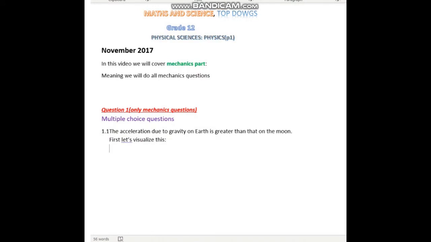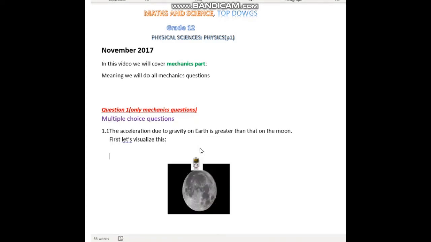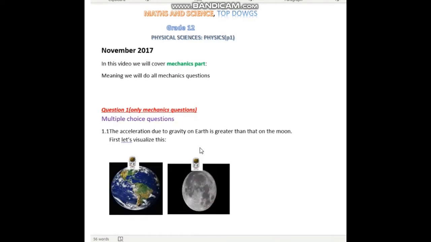The first question says that the acceleration due to gravity on Earth is greater than that on the moon. So we have our g on Earth is greater than g on the moon. I try to get some pictures here. So this is the moon with an astronaut on it, and then this is Earth with an astronaut on Earth.